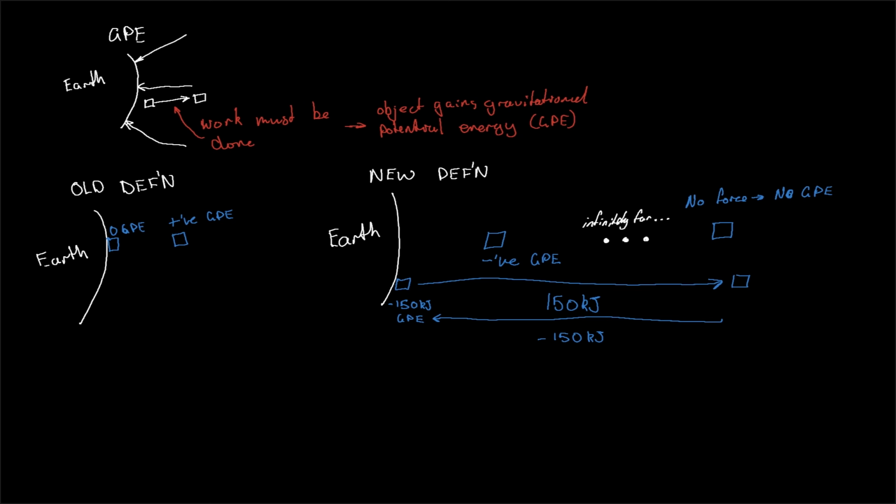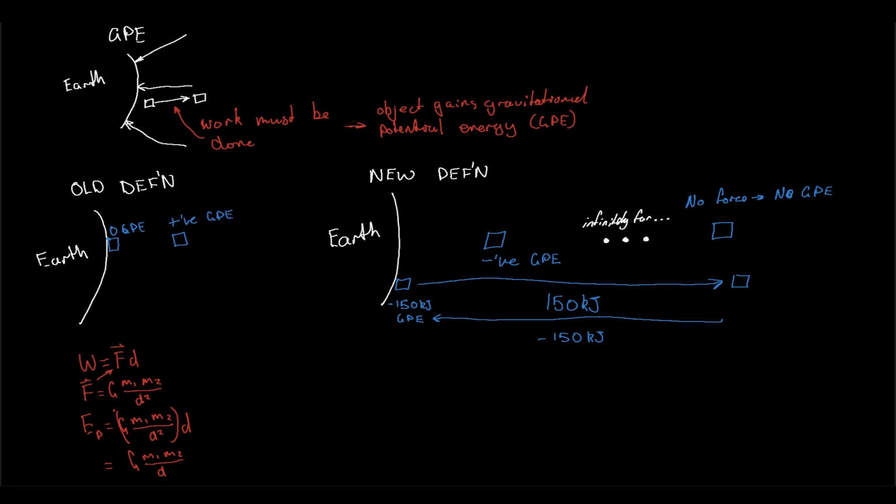Work is equal to force times distance, and the gravitational force is equal to G m1 m2 over d squared. Substituting this in for F will give us our potential energy, and is equal to G m1 m2 on d. A negative sign is added, as this value is always negative.